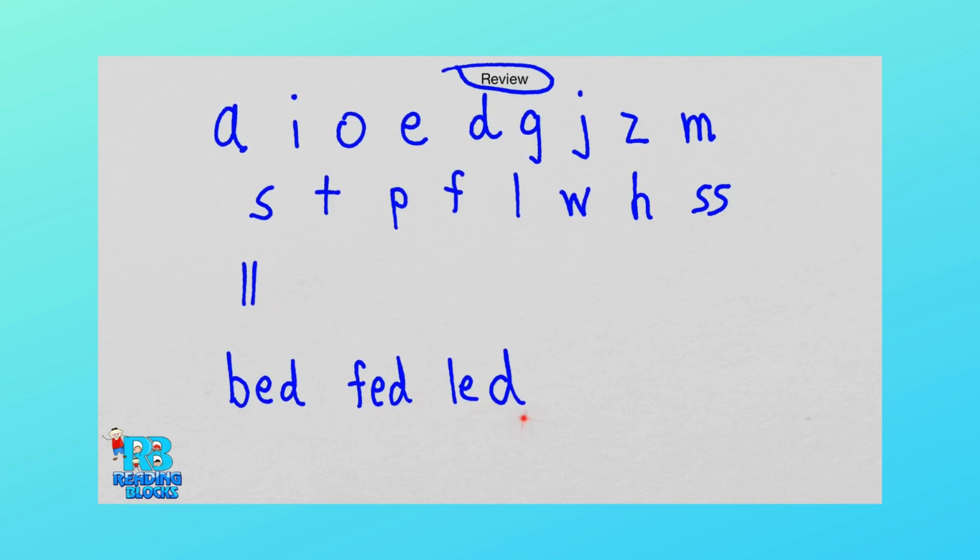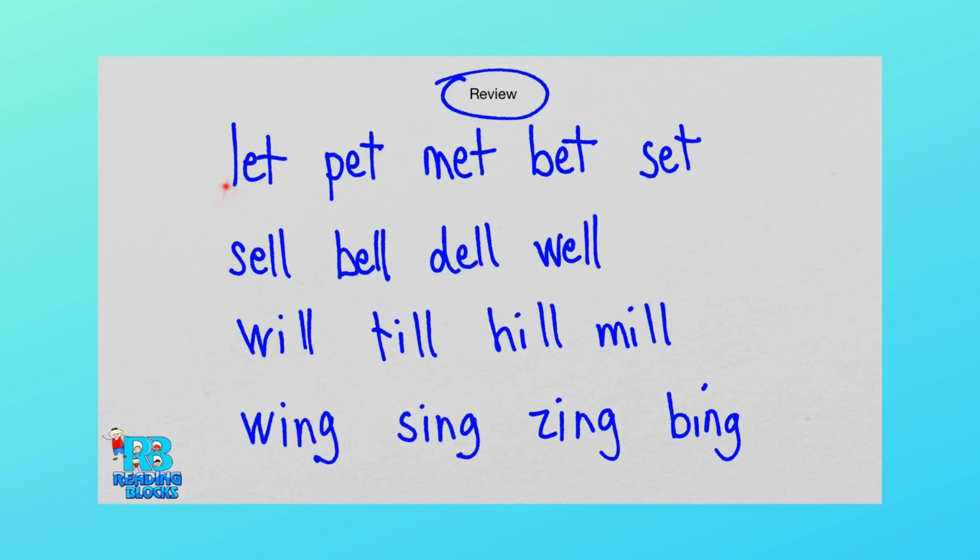Very good. Now let's read some word family words. Bed, fed, led. These are at words. Let, pet, met, bet, set. Good reading. Now we have some L word families. Sell, bell, del, well. Very good. Now we have ill word families. Will, till, hill, mill. Good reading.